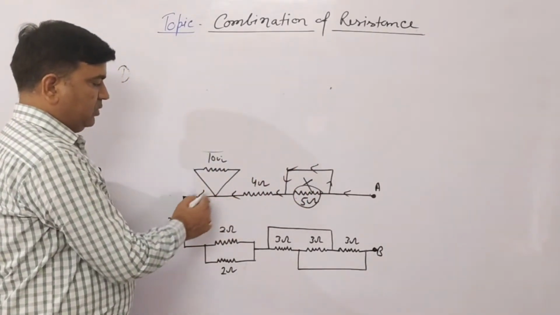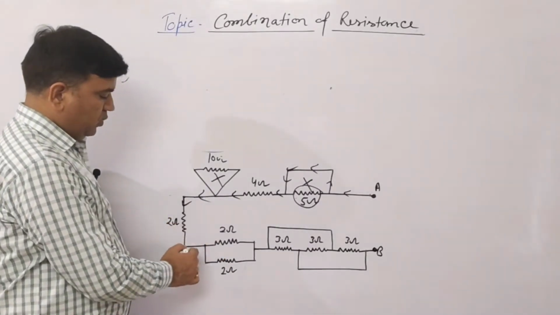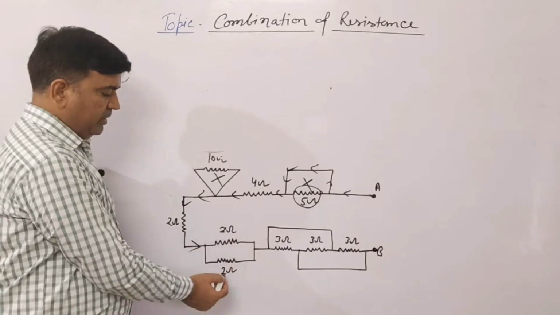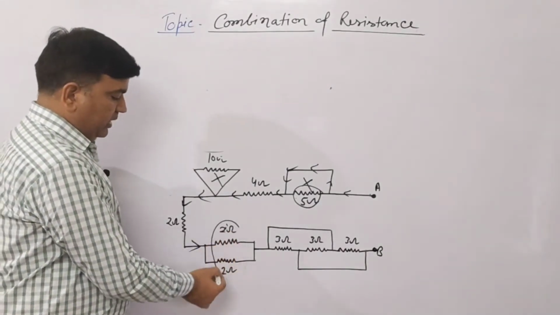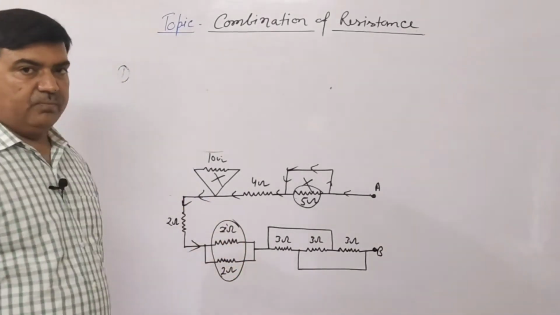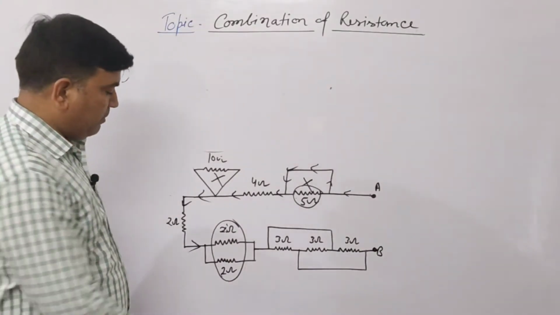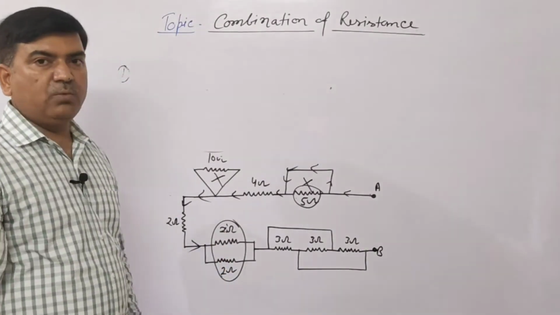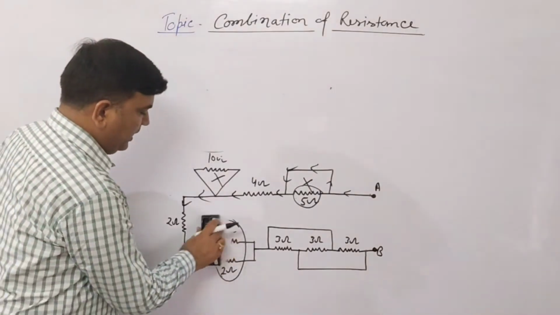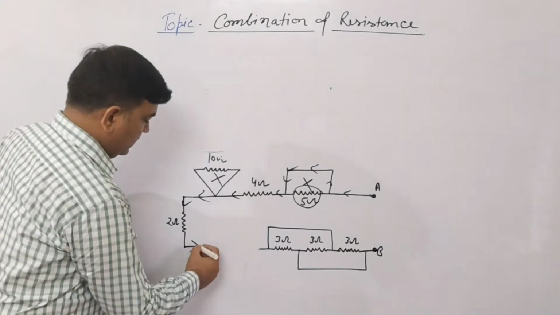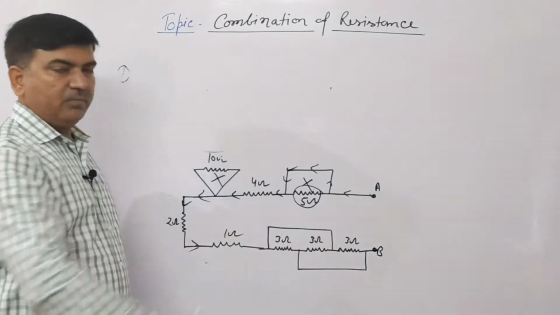And now the current passes through, it is useless. And after that, the current passes through the 2 ohm, and here the 2 ohm and 2 ohm are both joined in parallel. And what is the formula for the parallel combination? Everyone knows 1 by R equal to 1 by R1 plus 1 by R2. So 1 by 2 plus 1 by 2 is equal to 1. So in the place of 2 and 2 ohm, we have to use a single resistance of 1 ohm.